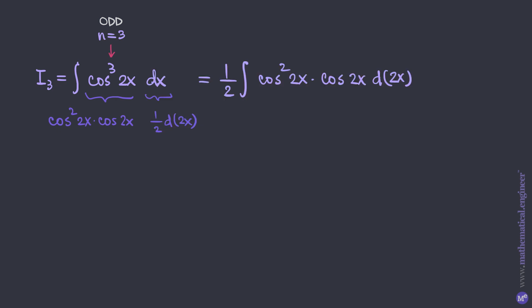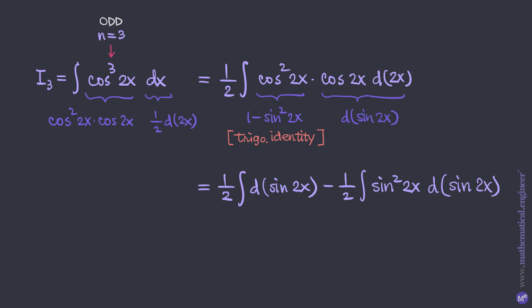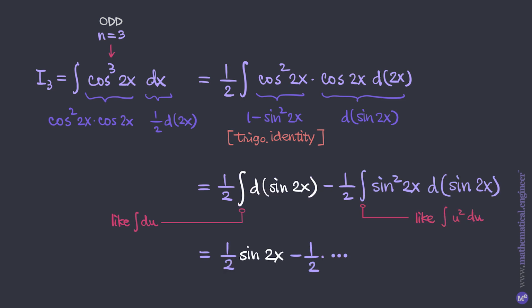Now, we can turn the remaining two copies of cosine 2x into an expression with sine 2x using the fundamental trigonometric identity. The derivative of sine 2x with respect to 2x is cosine 2x, so the spin-off copy of cosine 2x can be absorbed into the differential of sine 2x along with the d2x. Turns out, these are two simpler integrals that we know how to do. The first one is like integrating 1 with respect to u. The second one is like integrating u squared with respect to u. We get just u from the first one, and 1/3 times u cubed from the second one. Here we go. That's integral 3.